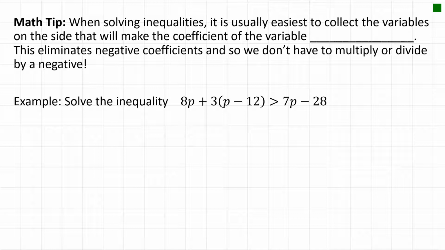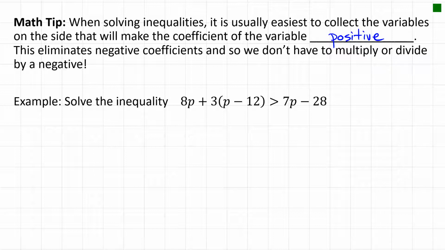Now here's a tip. When solving inequalities, it's usually easiest to collect the variables on the side that will make the coefficient of the variable positive, because if we don't have to divide by a negative number to simplify our equation, then we don't have to worry about flipping the inequality. Sometimes, like in that last problem, it was just easy to move that -11y over to the other side. It made sense to do it that way. It was efficient, but we had to remember to do the flip.